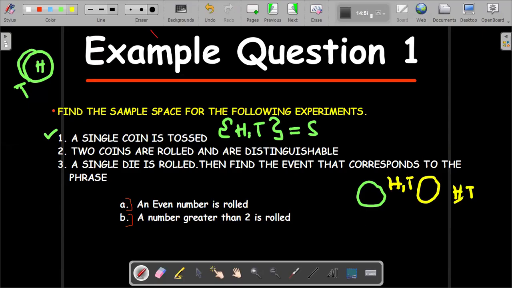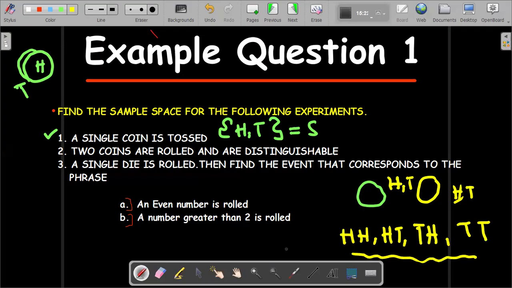So when we toss these coins together like that, it's either both of them will land head, head, or one of these will land head and then the other one tail. So it will be head and then the other one tail, or it can be the first one tail and the second one head, or it can be what? Tail, tail. So this here is our sample space. So we are going to say our sample space S is just equal to either HH, or HT, or TH, or what? TT.